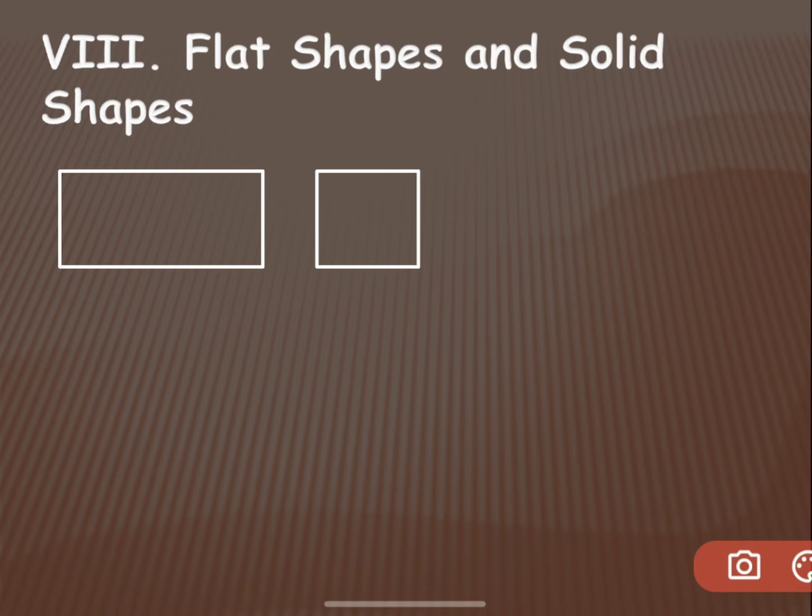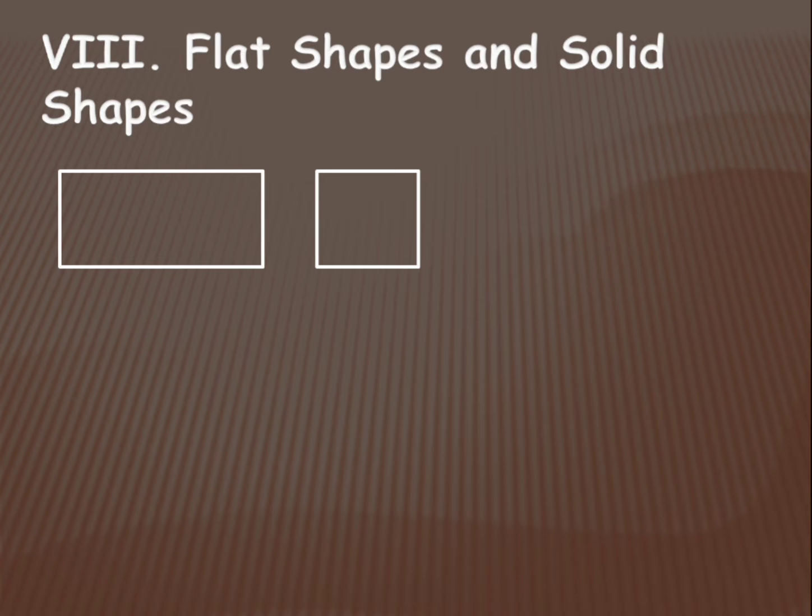Okay, but in a rectangle, opposite sides are equal. But in a square, all sides are equal. Okay, if this is 5 centimeters, this is also 5, this is also 5, this is also 5. Okay, so that is the difference between square and a rectangle. In rectangle, opposite sides are equal, and in a square, all sides are equal.